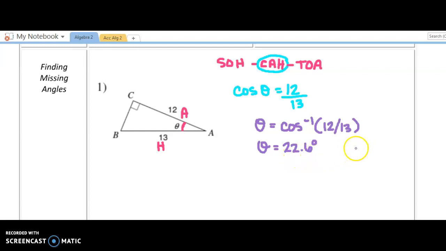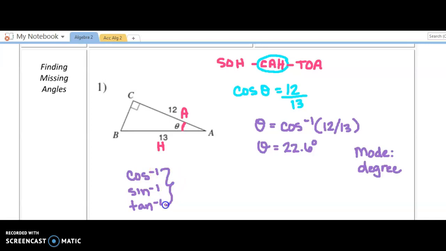Now, if you don't get this, it could be that you're in radian mode. So please check your mode on your calculator and make sure you are in degree mode, not radian mode. So anytime you're doing missing angles, that's when you're going to use these inverses: cosine inverse, sine inverse, and tangent inverse. Again, we're only going to use those when we are doing missing angles only.